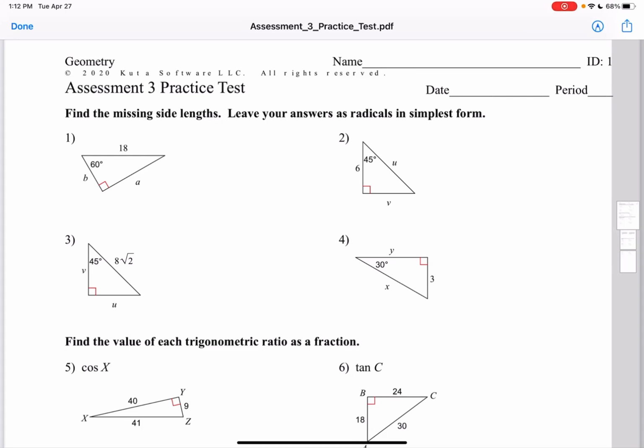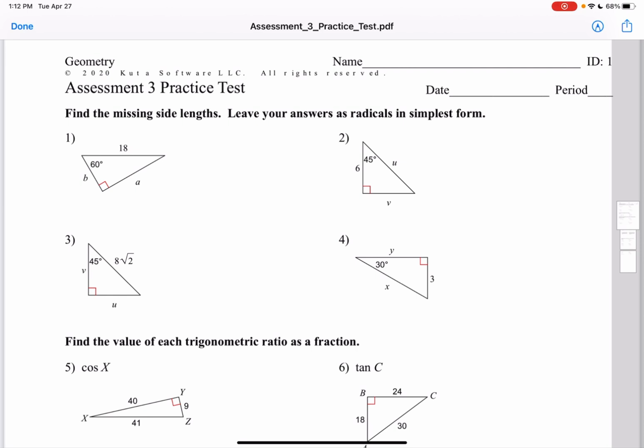We're going to go ahead and go through the practice assessment here. So let's start with number 1. It says find the missing side lengths, leave your answers as radicals. It'll be okay if you put them as decimals. Same thing on the test, put them as decimals. I am okay with that.